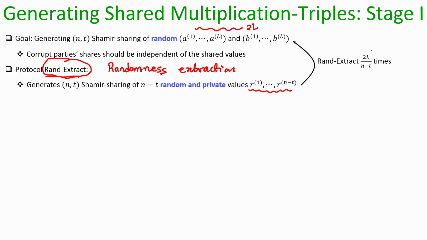Well, we can run this randomness extraction protocol that many number of times, because through each instance n minus t number of random secret shared values are going to be generated as the outcome, and if I run these many instances in parallel, then overall I will end up generating 2L number of random secret shared values.